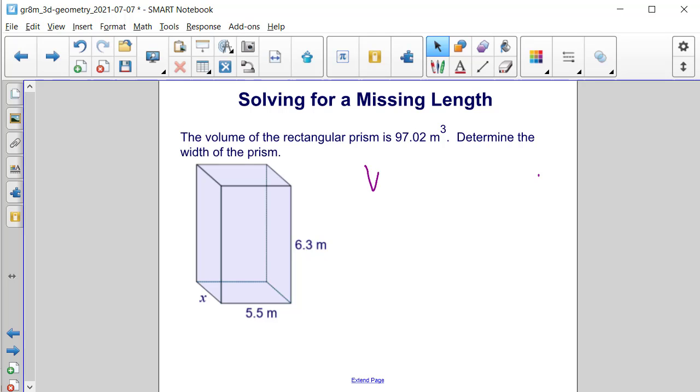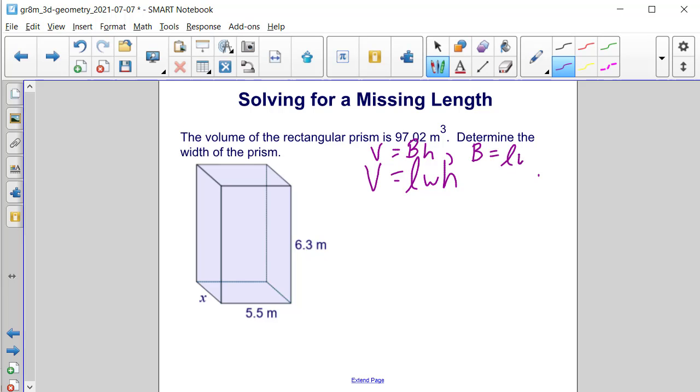Well, we know that the volume of the prism is found using the formula length times width times height. You could also write it as area of the base times the height, but then note that the area of the base is length times width. So if we put length and width in for the area of the base, we get length times width times height as the volume formula for a rectangular prism.